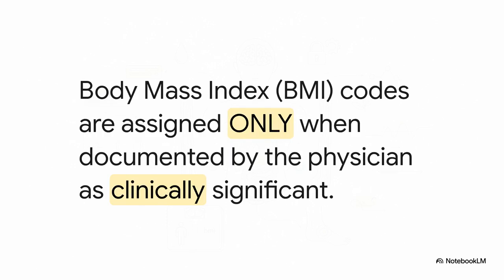So what about BMI? Body Mass Index. It's a key number, but listen up. Here's the rule. You can only add a secondary code for a patient's BMI if the physician has specifically documented that it's clinically significant. In other words, it has to be relevant to the diagnosis or care. You can't just pull it from the nurse's notes and code it.